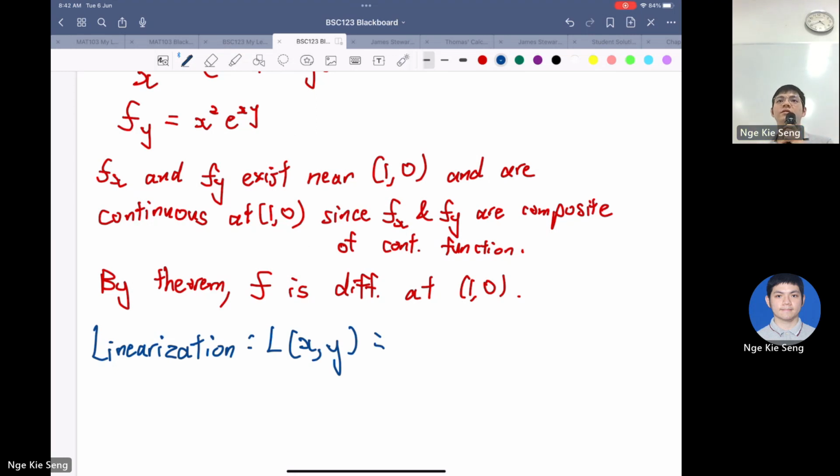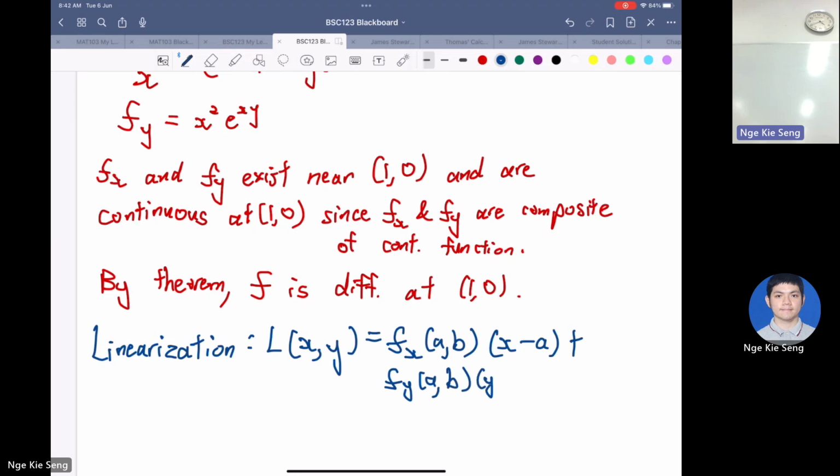Linearization is the tangent plane. So what's the formula for the tangent plane? fx(a, b) multiplied by x minus a, plus fy(a, b) times y minus b, plus f(a, b). Note that this f(a, b) is the z naught we started with just now. Okay, so what do we have left to compute?